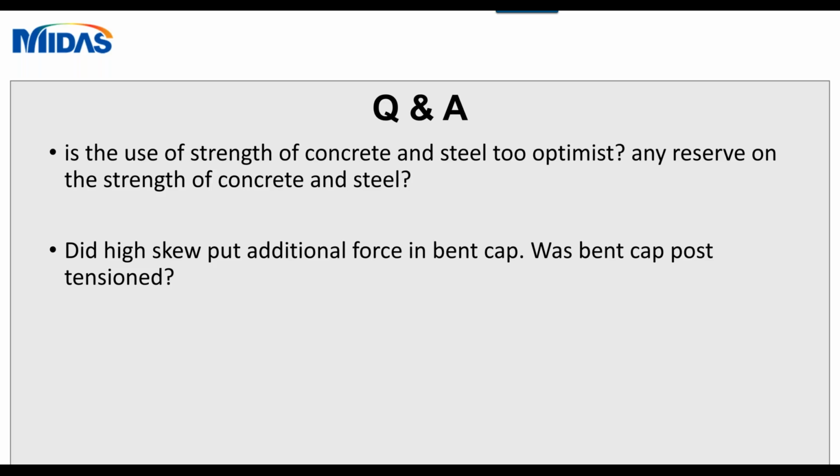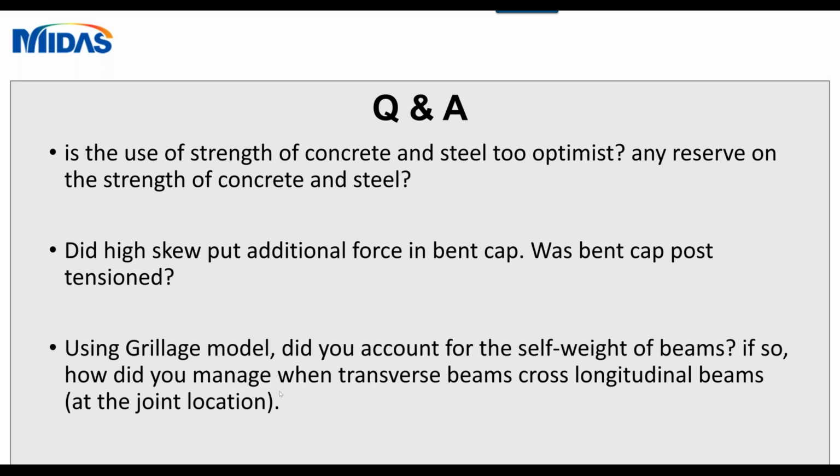Okay. There is one more question. I'll address it here. And I think this might be our final question of the day, and then we'll thank Percy for his time and his presentation for the project. If you look at the third question, Percy: using the Grillage model, did you account for the self-weight of beams? And how did you manage when transverse beams cross longitudinal beams at the joint location?